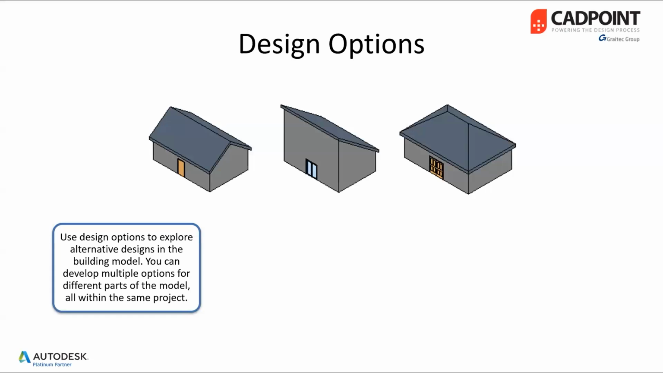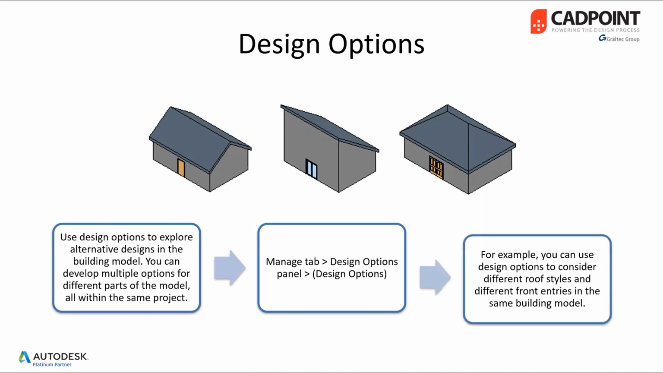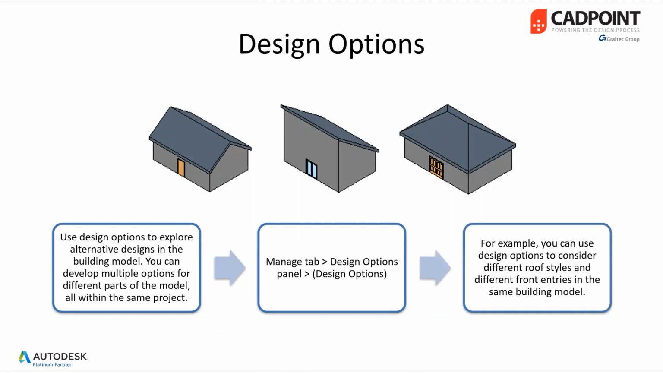You can use design options to explore alternative designs in the building model. You can develop multiple options for different parts of the model, all within the same project. You can find your design options under your Manage tab, Design Options panel, and then Design Options button inside Revit. For example, you can use design options to consider different roof styles and different front entries in the same building model.